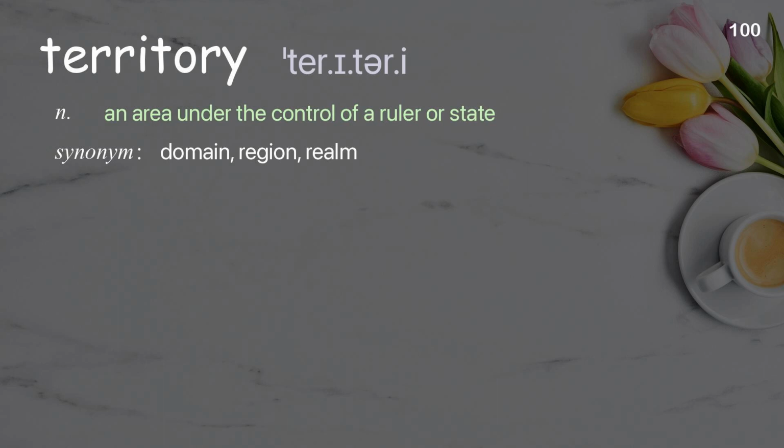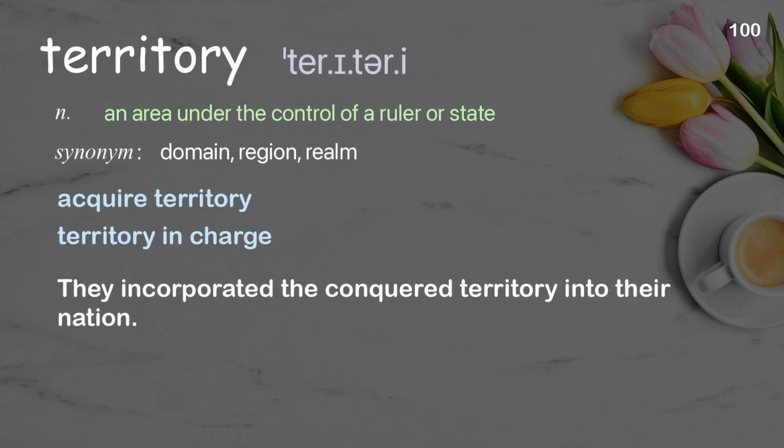Territory. An area under the control of a ruler or state. Examples: acquire territory. Territory in charge. They incorporated the conquered territory into their nation.